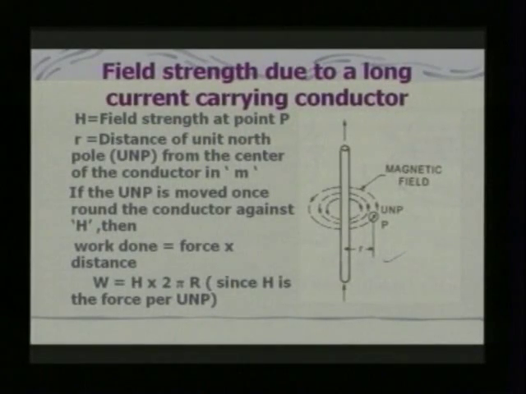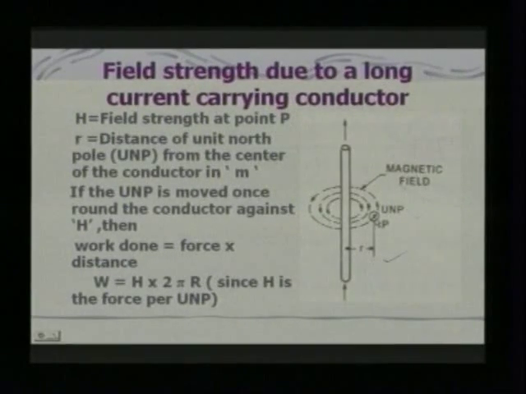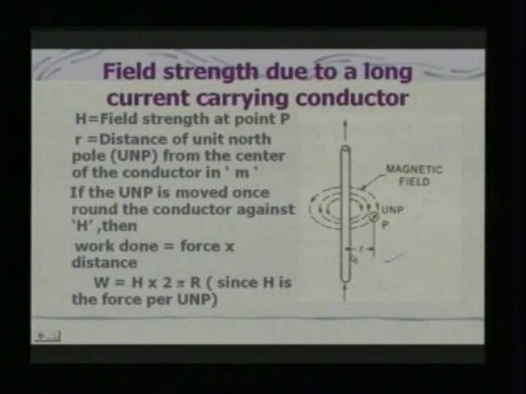Now, we will see the field strength due to a long current carrying conductor applying work law. Let us consider a long straight current carrying conductor and a unit north pole of pole strength 1 Weber. Suppose that a unit north pole is placed at a distance of r meters from the center of the conductor.